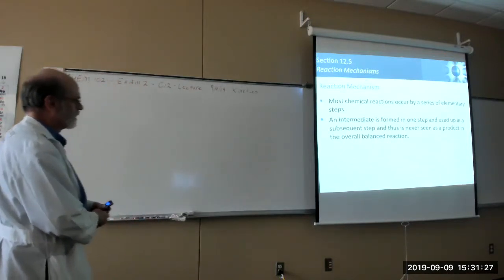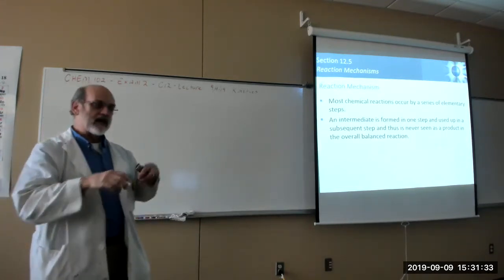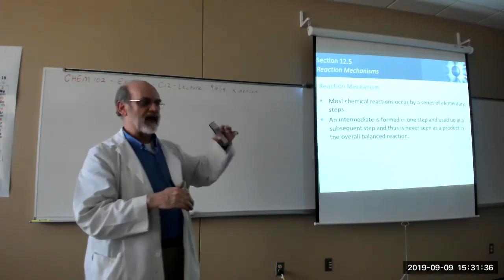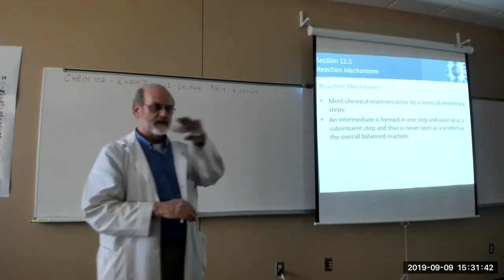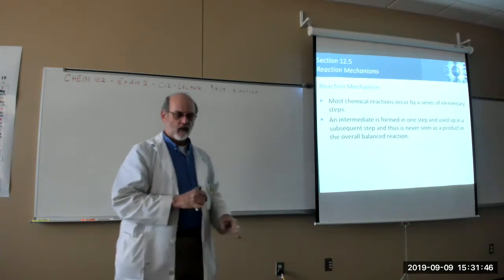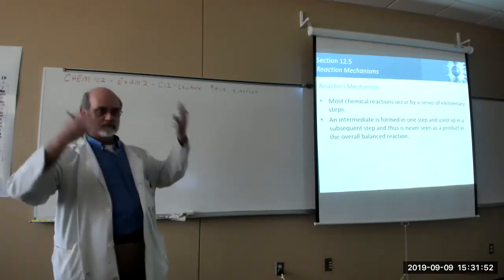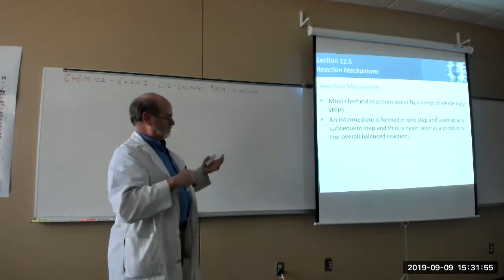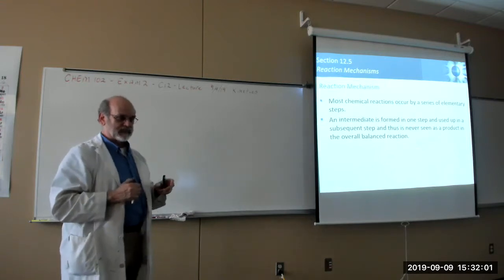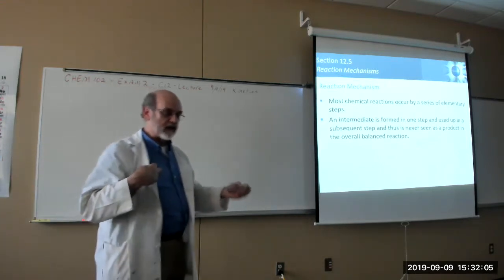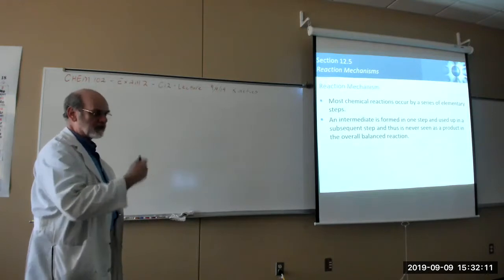Now for reaction mechanisms. So what is a reaction mechanism? A reaction mechanism is a proposed series of steps that occur from reactants to products. A reaction rarely occurs in a single step that you observe macroscopically. It usually occurs in a series of simpler steps and likely produces intermediates that are consumed in the reaction. Those intermediates you never see. You only see what goes in, what comes out.